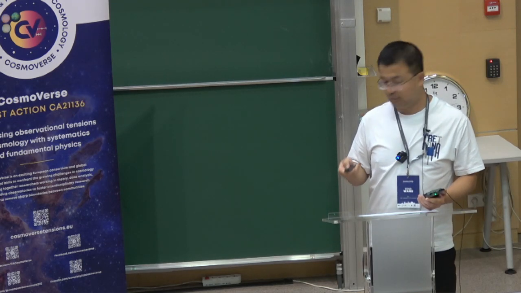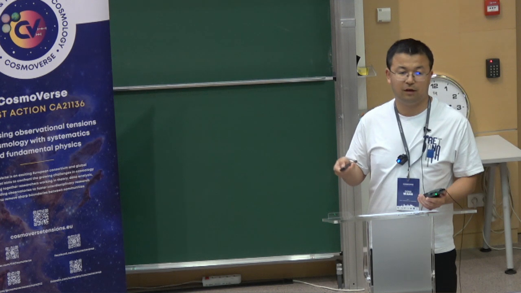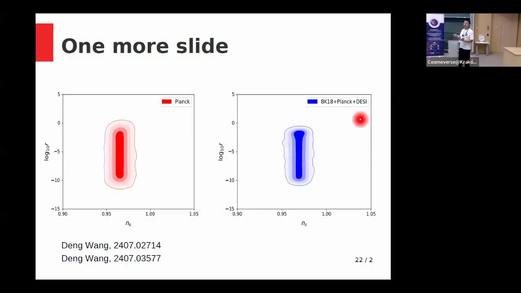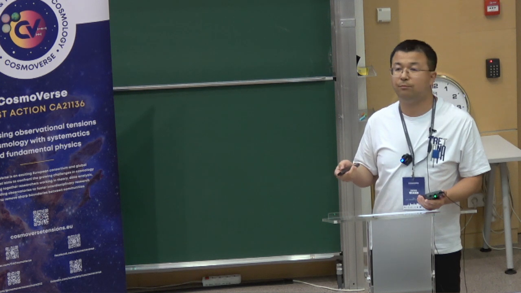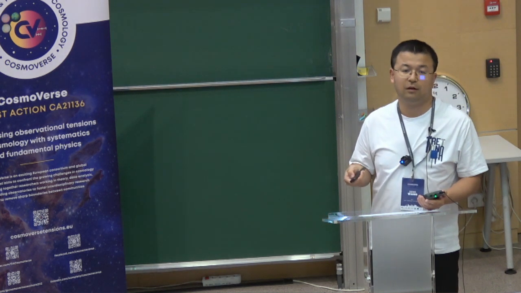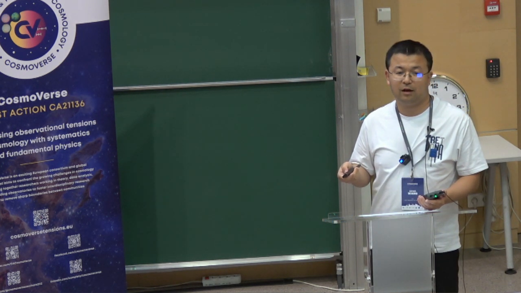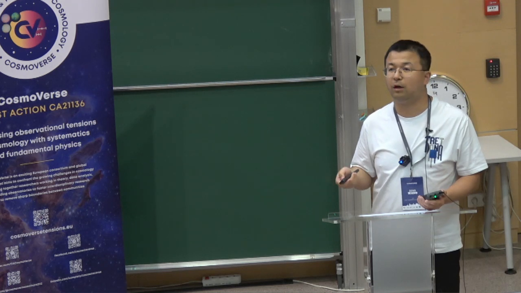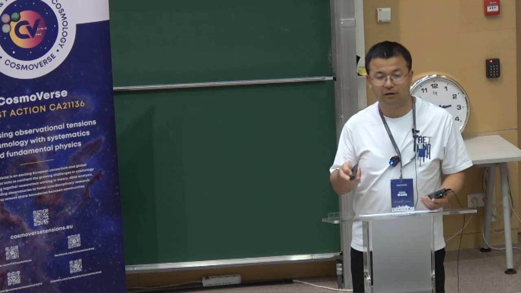Okay, one more slide. Here are the 5 sigma contours from Planck and its combination with the BK18 and the DESI observations. My 2 recent papers, you can find these plots. And finally, I hope everyone can help me to cross-check my results. I can't be 100% sure of this result. Okay, thank you.